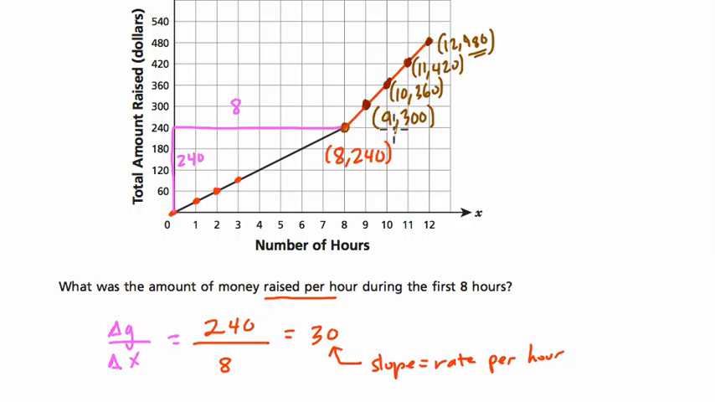So if I was going to explain it again, I would just explain how I got these points by adding 1 hour, 9, 10, 11, 12. The hours are going up by 1 each time, and the amounts of money being raised are going up by 60 each time, because our new rate is now $60 per hour.